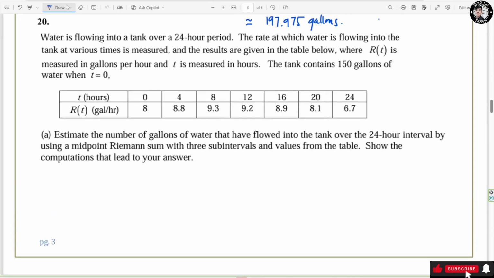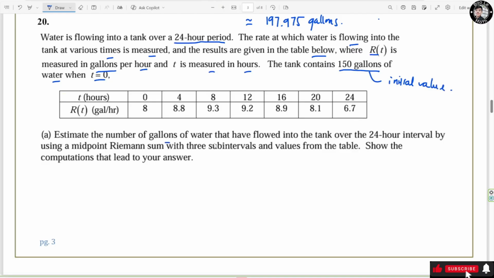Now let's move on to question 20. Water is flowing into the tank over a 24-hour period. The rate at which water is flowing into the tank at various times is measured and the result given in the table below, where R(t) is measured in gallons per hour and t is measured in hours. The tank contains 150 gallons of water when t equals 0. So this one is the initial value, right? Now, question A.